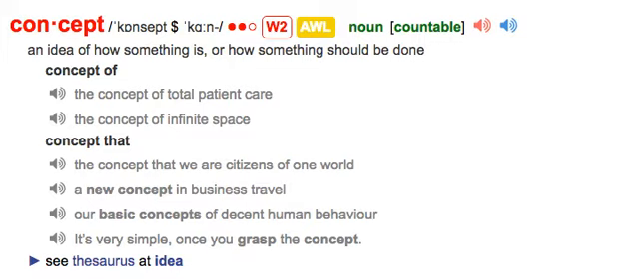Then it tells you that you should go and look at the thesaurus at the word idea, because there's a connection or a relationship between these two words, concept and idea. So you can go back to the Longman Dictionary of Contemporary English later, and you can look at the link to the thesaurus.